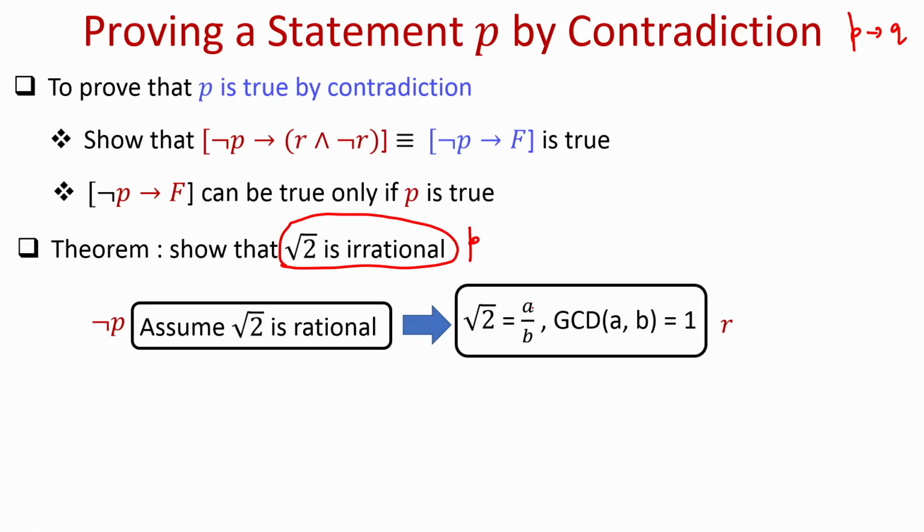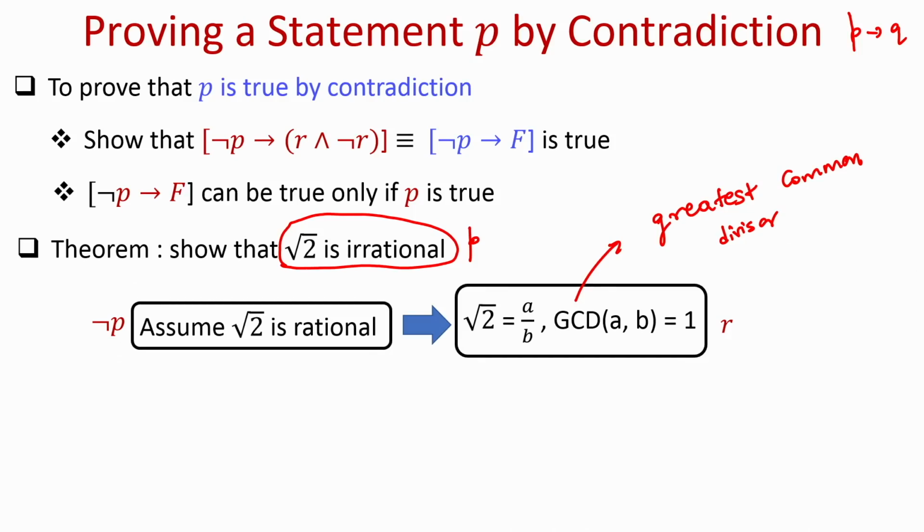Now, since I am assuming root 2 to be rational, I can express it in the form A over B, some integer A over some integer B, where the greatest common divisor of A and B is 1. That is the definition of a rational number. And say this statement is R. That means, from negation of P I have derived a statement R.